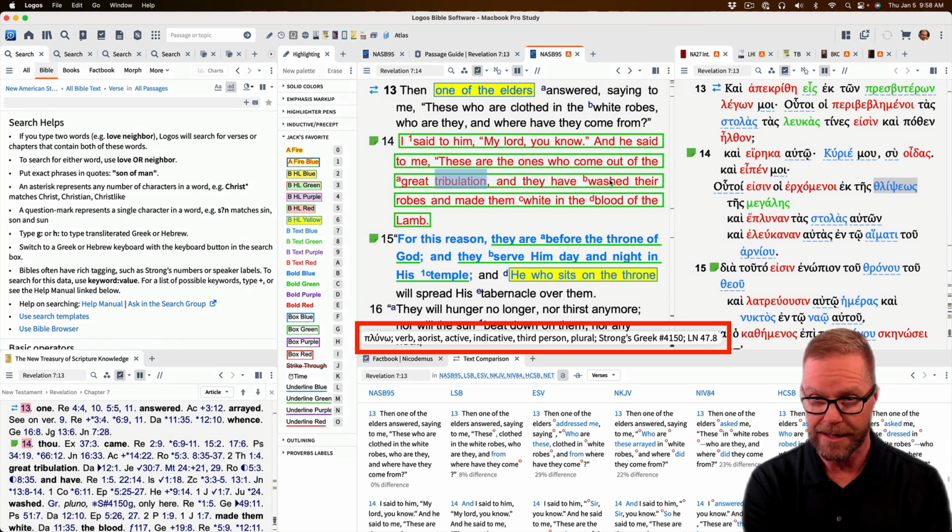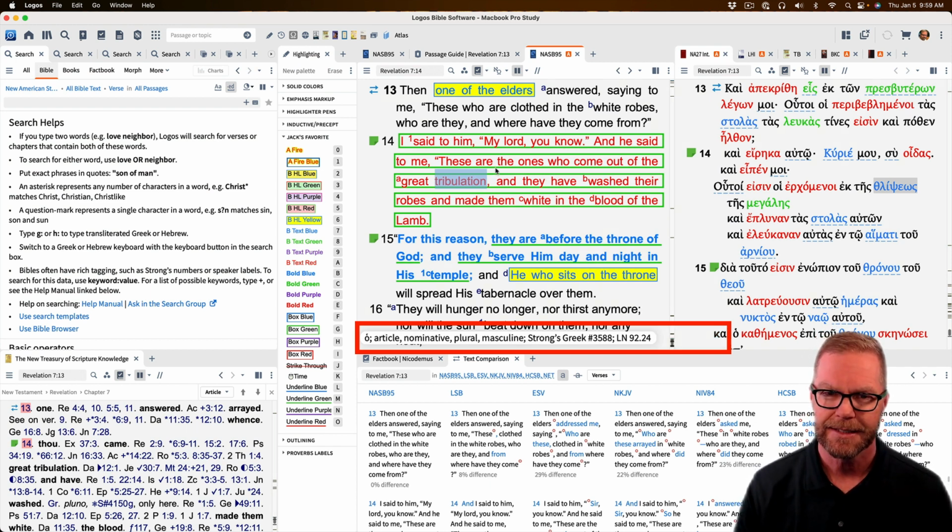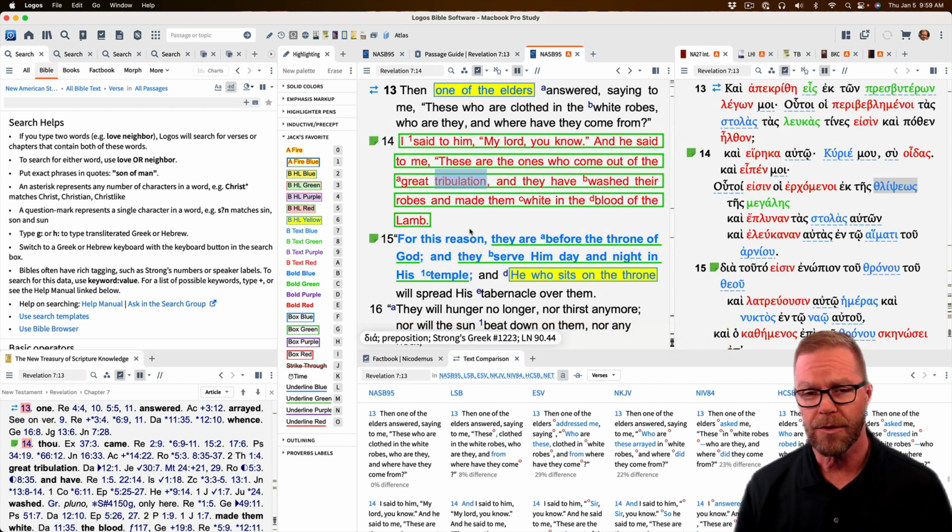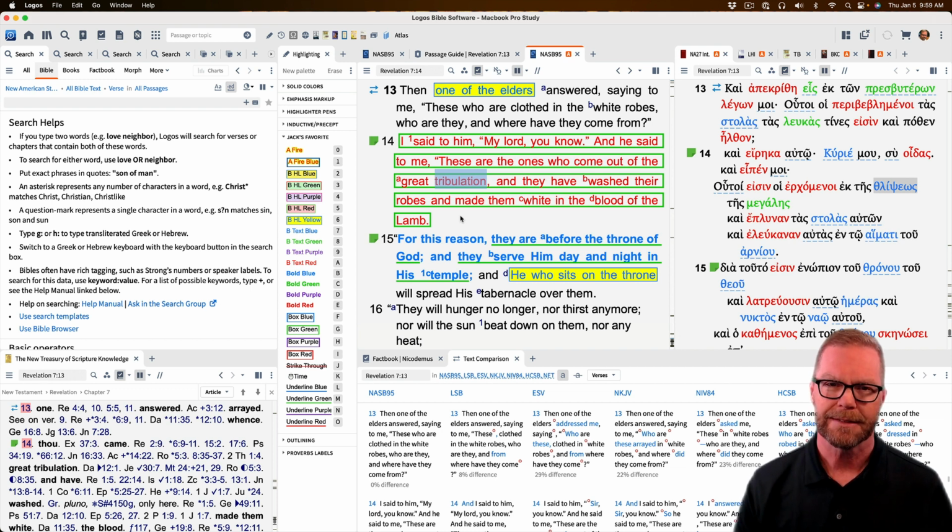But when my arrow is on a verb, notice it parses it. It's a verb. It's an aorist active indicative. There it is. Their robes, and here it is, "made them white," aorist active indicative, in the blood of the Lamb. Now, if you don't know Greek very well, there's a way you can kind of cheat your way through this. And let me just show you how to do that real quick.